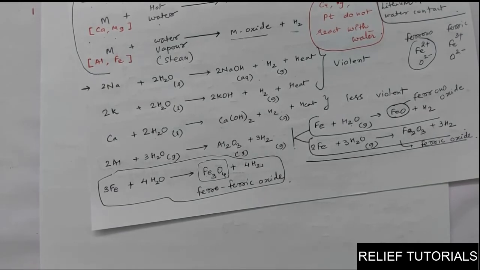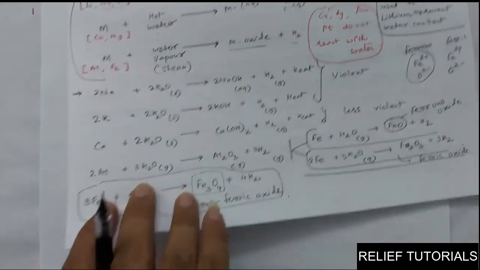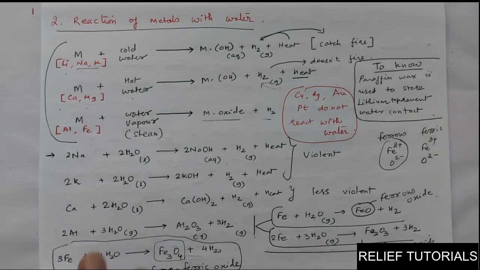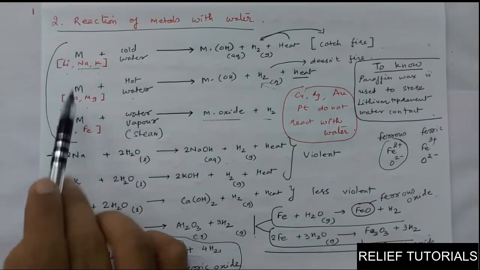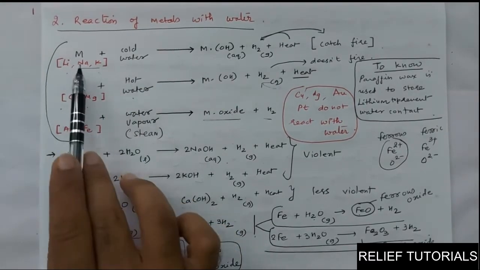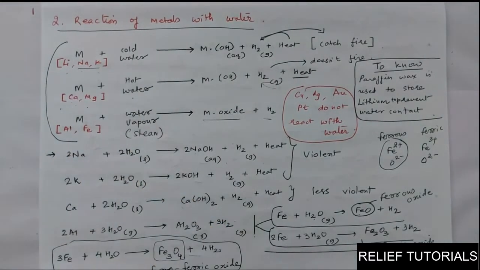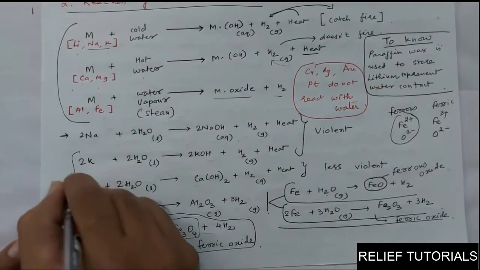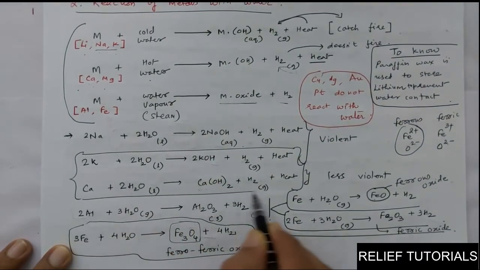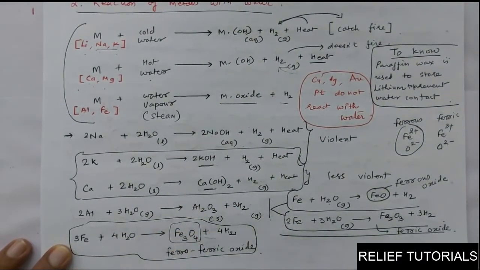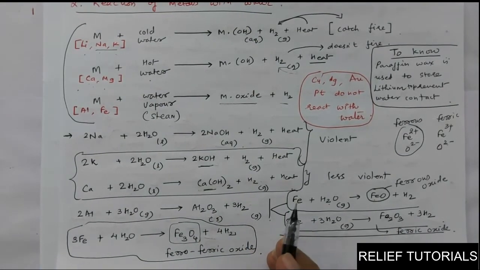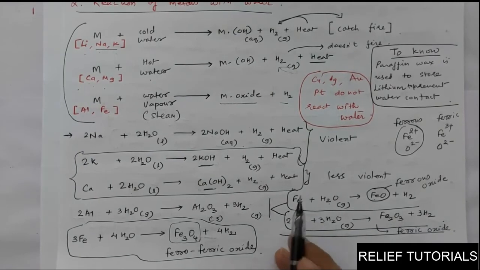Okay, second is calcium and potassium with water. Calcium reacts with hot water and potassium reacts with cold water, and the product, these are the two answers. The product is their hydroxide, potassium hydroxide and calcium hydroxide, and hydrogen gas liberated. So all the things we have covered already.